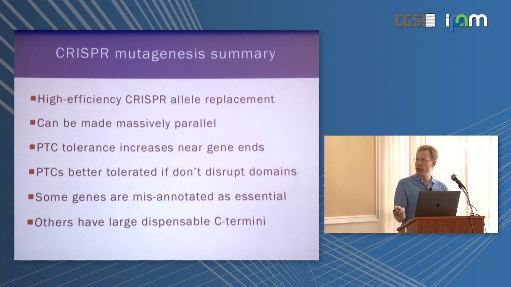So if you're interrupting a domain, even if you're quite close to the end of a gene, those tend to be lethal mutations. Some genes are misannotated as essential in yeast, despite the fact that the genome was sequenced in something like 2000, and there's been a ton of work annotating it by every possible high-throughput technique ever since. And others have large dispensable C-termini, and this technique allows us to kind of do all of those annotation refinements.